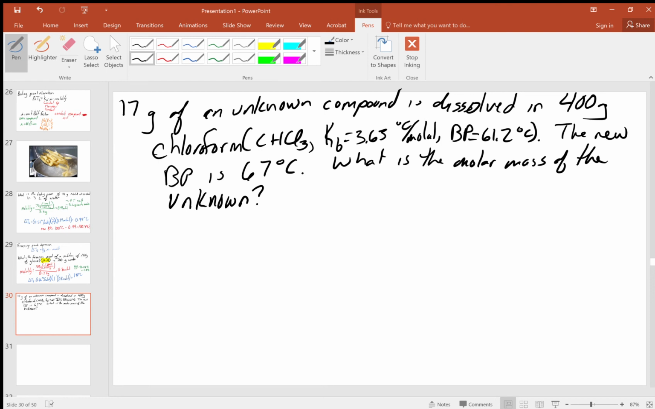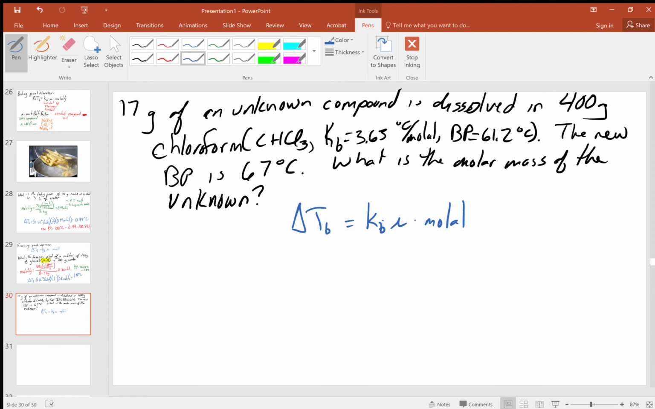So the way we would do this experimentally is we would take a sample of chloroform that's pure, and we would determine its boiling point. Then we'd take a second sample of chloroform, add some of the unknown to it, and find its boiling point. And then from there, we would be able to do the calculations. So recall the equation we use is delta Tb is equal to Kb times i times molality.